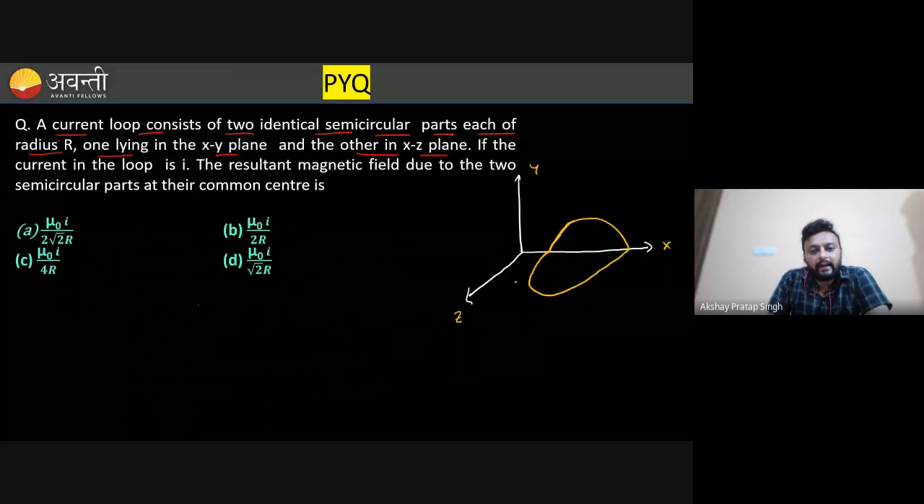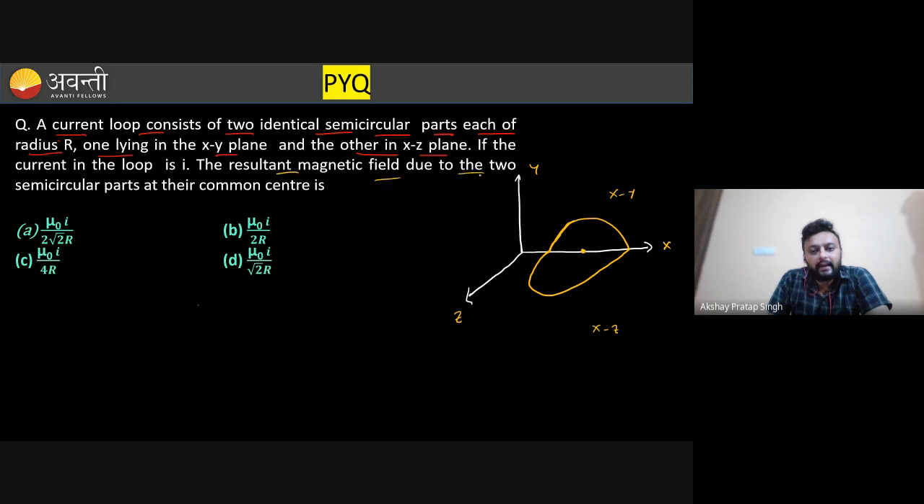Is it clear that this is horizontal and the first part is vertical? This is the xy plane. This is the xz plane. It is a horizontal plane like this. You can see my hand. This is the second one, and the first one is like this. So the overall picture will be something like that. These are the two semicircular parts of the loop. I think it is clearly visible. Now both have the same radius. This is the common center. They are asking for the resultant magnetic field due to the two semicircular parts at their common center.